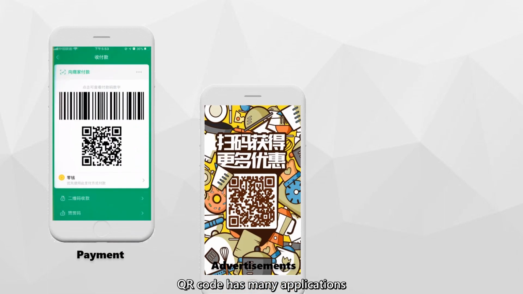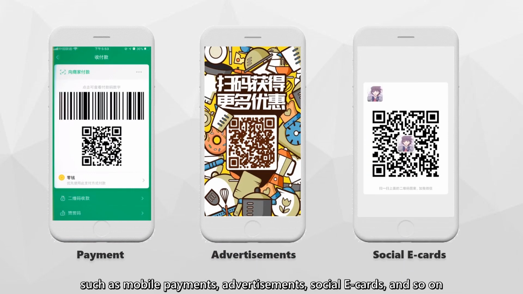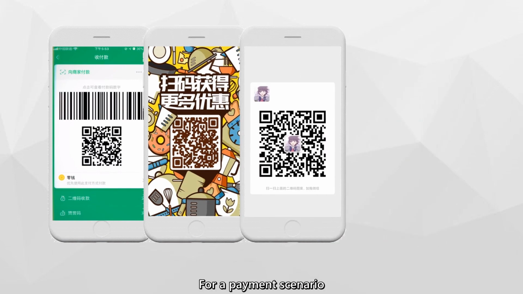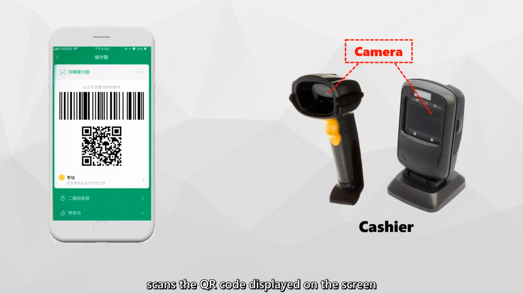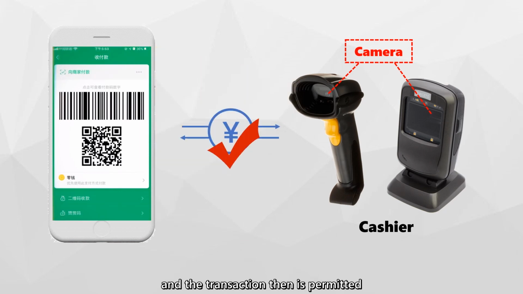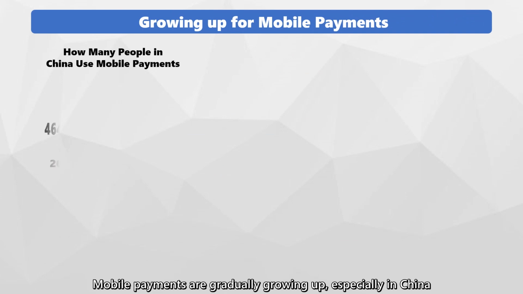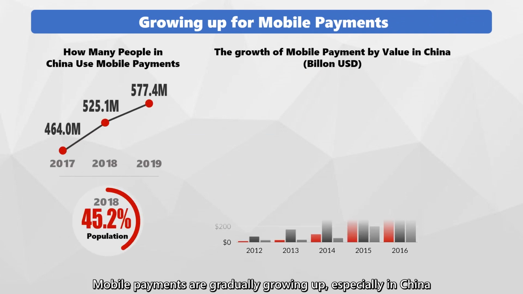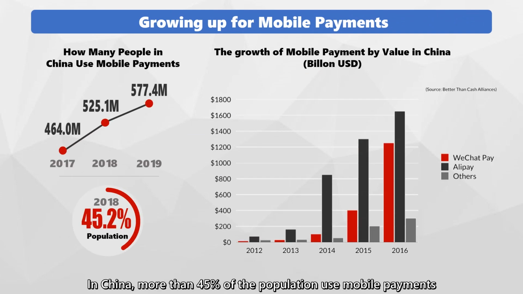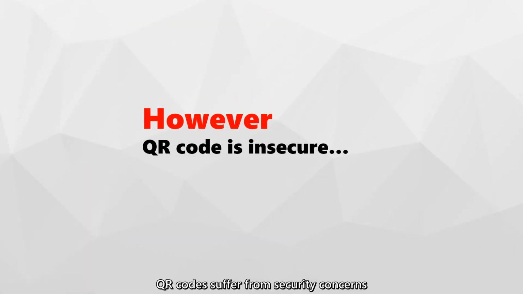QR code has many applications, such as mobile payments, advertisements, social e-cards, and so on. For a payment scenario, the camera on the cashier scans the QR code displayed on the screen and the transaction then is permitted. Mobile payments are gradually growing up, especially in China. In China, more than 45% of the population use mobile payments. However, QR codes suffer from security concerns.